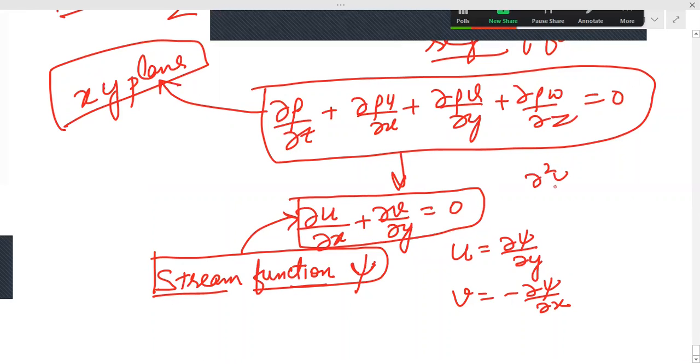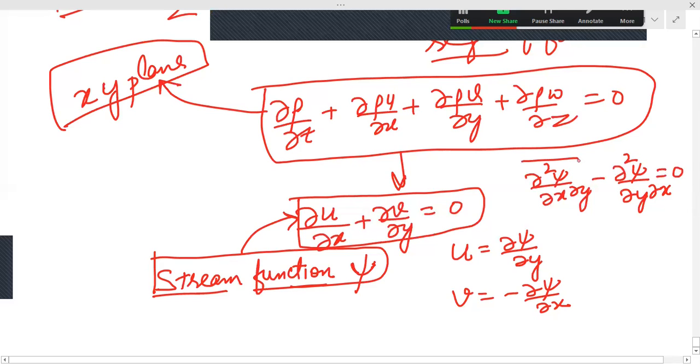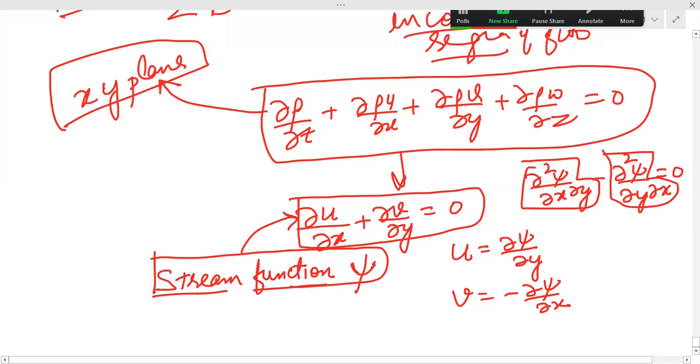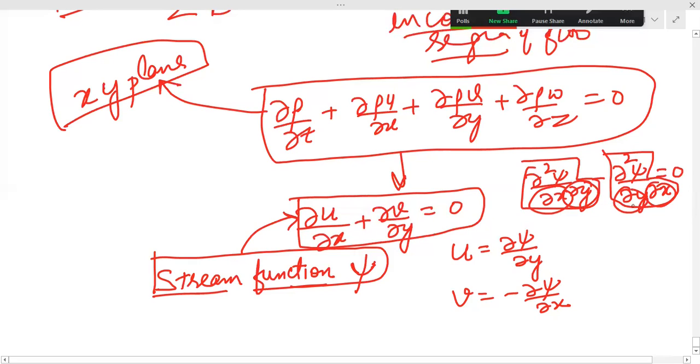What will you get? Curly squared psi by curly x curly y minus curly squared psi by curly y curly x. So these are similar: if u and v are continuous functions and psi is a continuous function, then you know that this order is followed. That is, you don't have a difference when you change the order of differentiation.